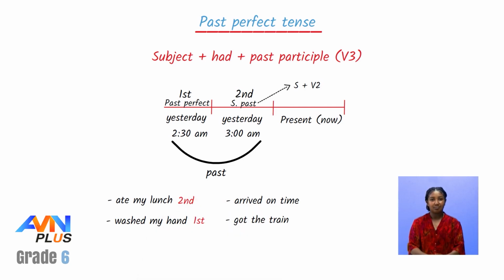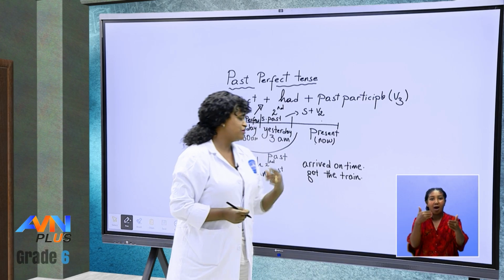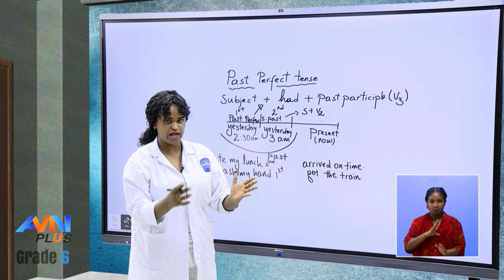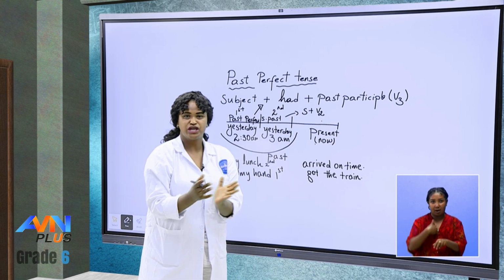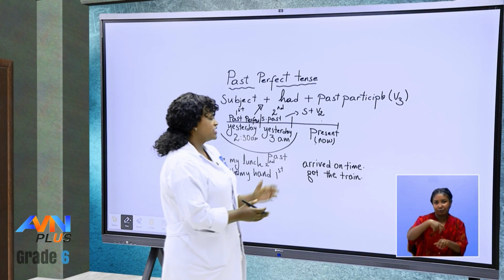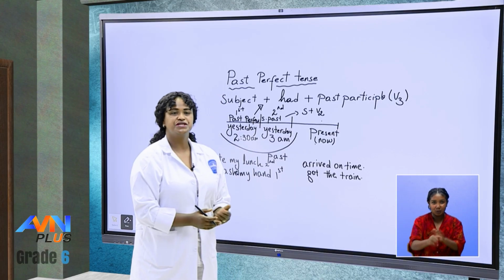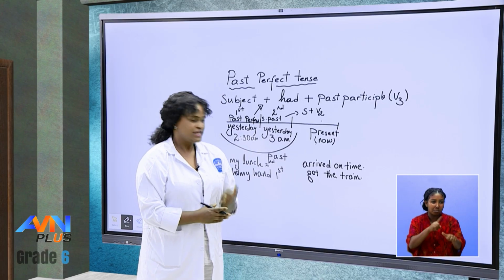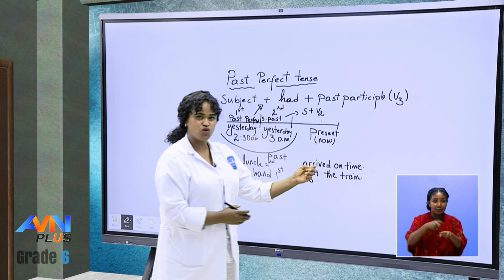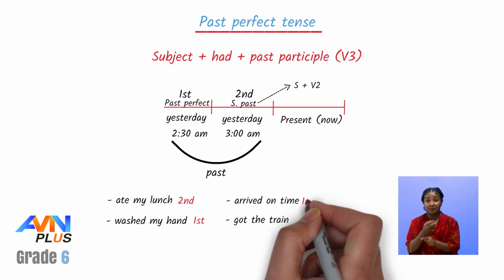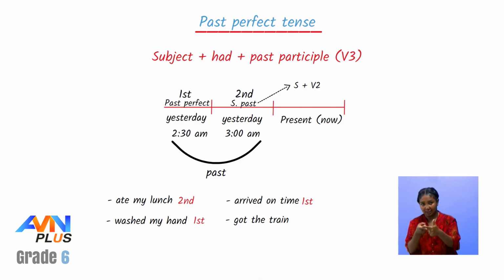Let's go to the other pair. Arrived on time, got the train. That means this person regularly uses a train, which comes and goes at a fixed time. So he's telling us that he arrived on time and got the train. Which one do you think happens first? Yes, in order to get the train, he has to arrive on time. So this activity is first and this one is second.